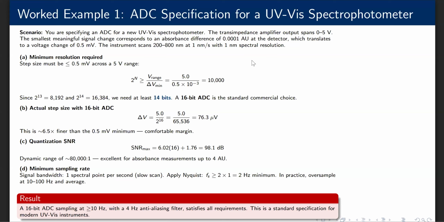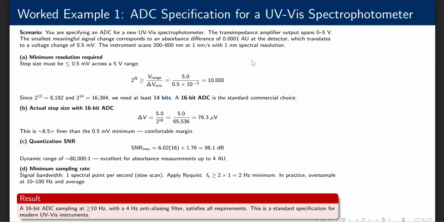So the second part then is the actual step size with 16 bits. Delta V equals 5 divided by 65,536, which gives 76.3 microvolts. That's about 6.5 times finer than our 0.5 millivolt requirement, which is perfectly good and comfortable headroom.